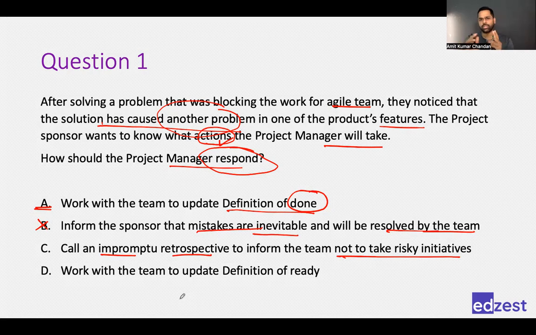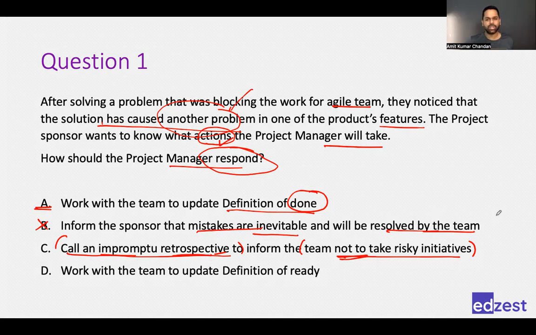Okay, generally in the options you will see two parts. One part would be something that you are doing. The other would be the intention, why you are doing it. Right? So you are calling an impromptu retrospective. This could help. Right? You are calling people for a meeting, having a retrospective on whatever we have done so far, and discussing how we can improve the problem. This could help. But to inform the team not to take risky initiatives is very general.